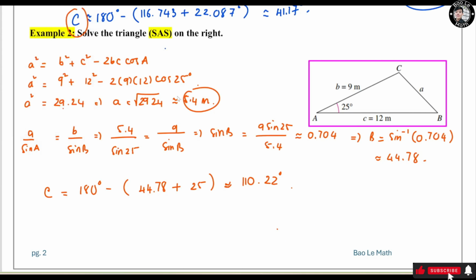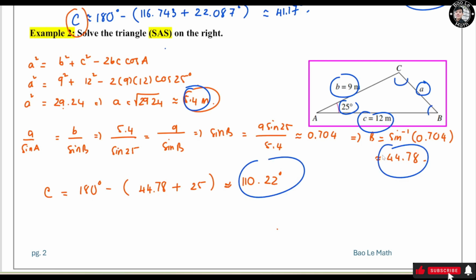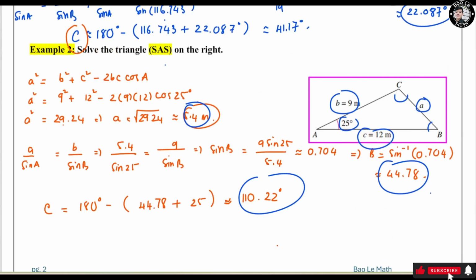We need to check to see if we're done right. So we have side A right here, side B right here, side C right here. Angle A is 25, angle C is right here, and angle B is right here. We're done.